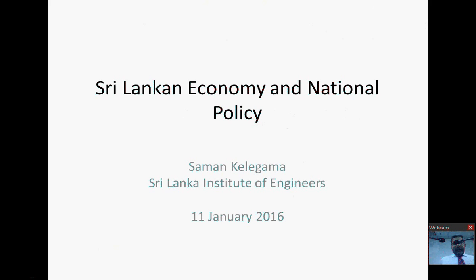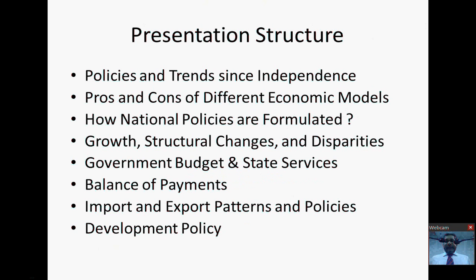So basically, I am talking about the Sri Lankan economy and national policy. How I will go about with this presentation is, first I will speak on the policies and trends since independence, that is from 1948 till present. Then I will speak to you about the pros and cons, the positive and the negative sides of various economic policies, economic models that we have seen in Sri Lanka.